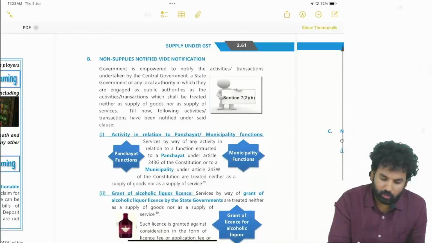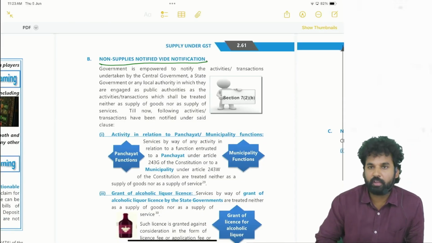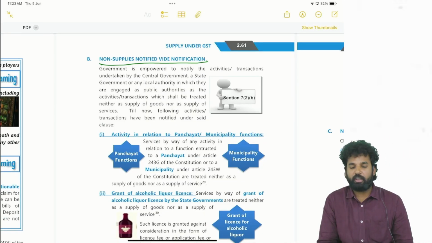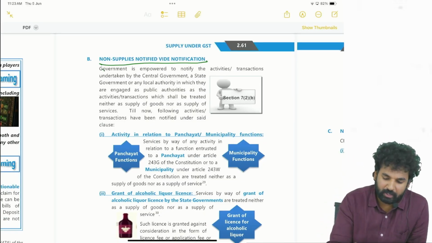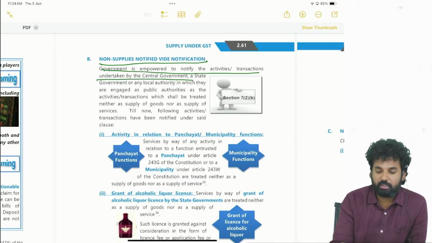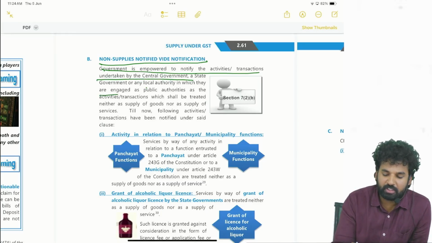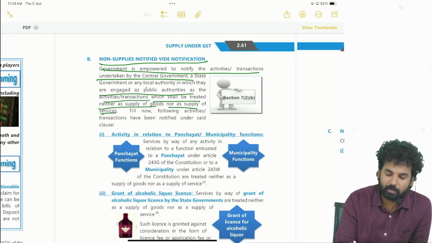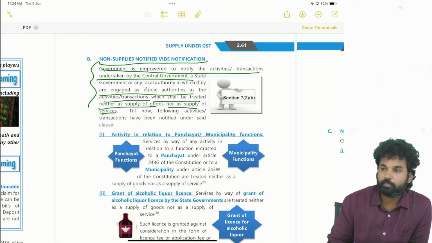See here, non-supplies notified vide notification. Government is empowered to notify activities or transactions undertaken by central government, state government or local authority in which they are engaged as public authorities, as the activities or transactions which shall be treated neither as supply of goods nor as supply of services. Where is it there?